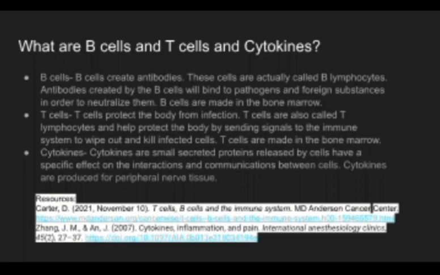T cells are made in the bone marrow. T cells protect the body from infections. T cells are called T lymphocytes, and they help protect the body by sending signals to the immune system to wipe out and kill infected cells.